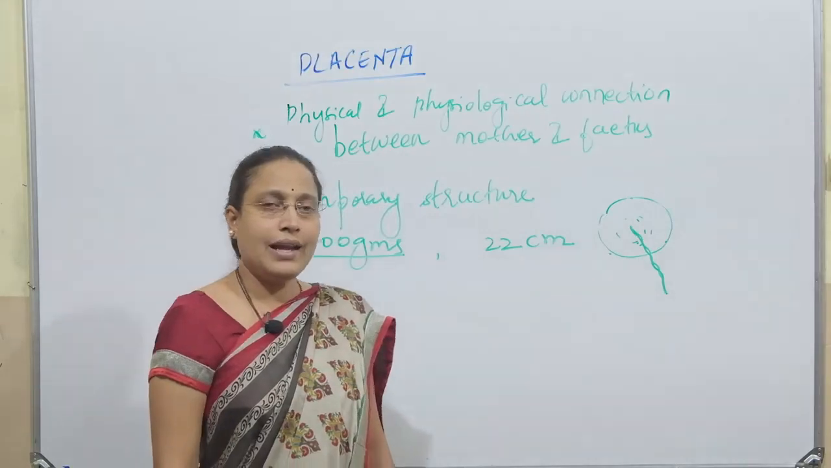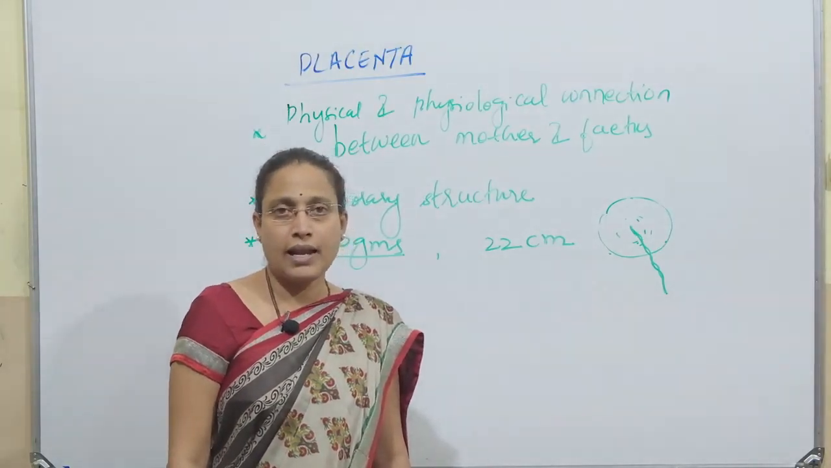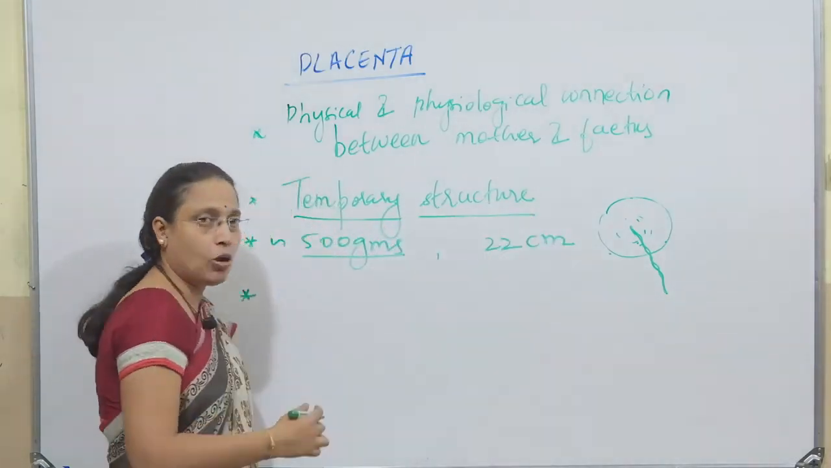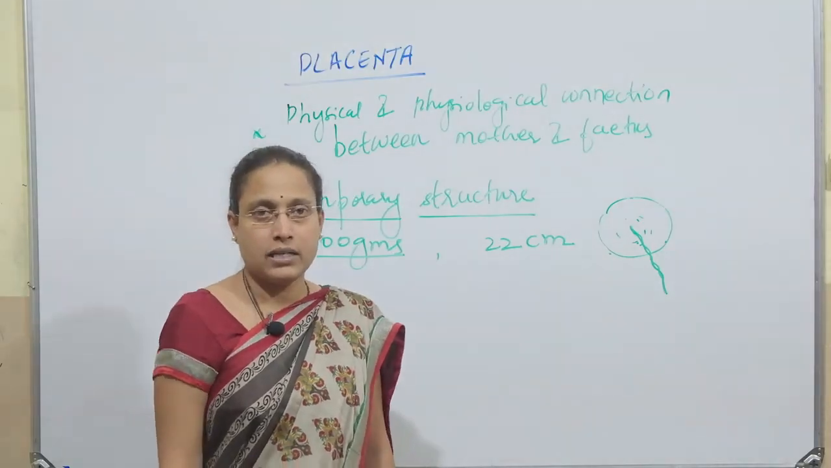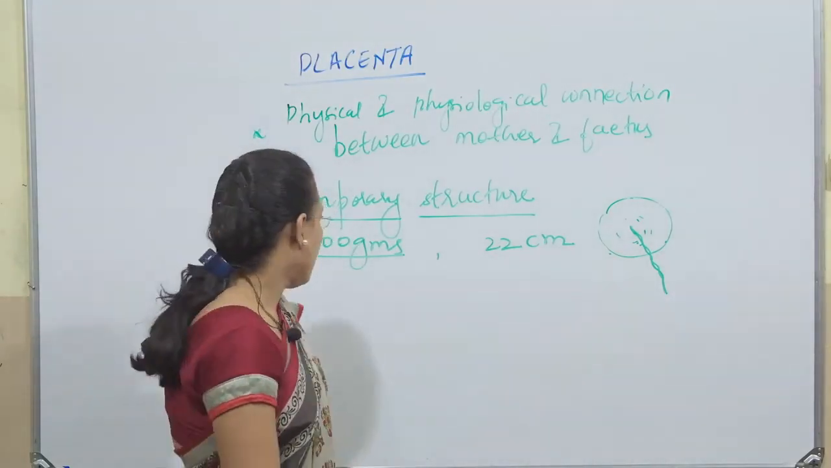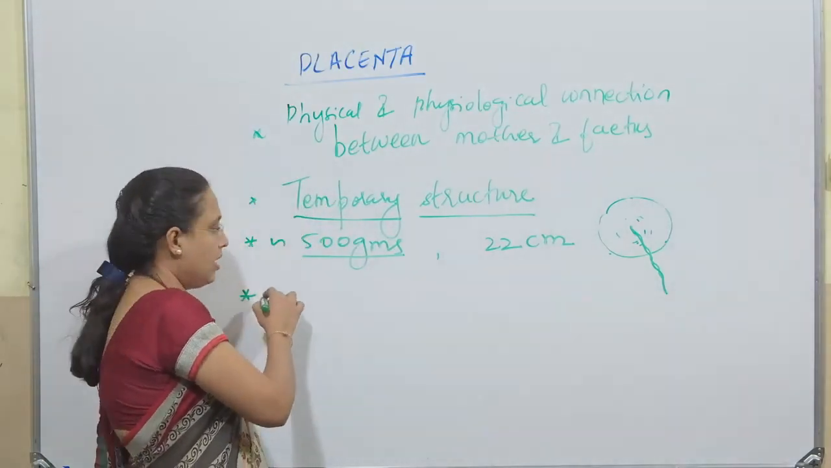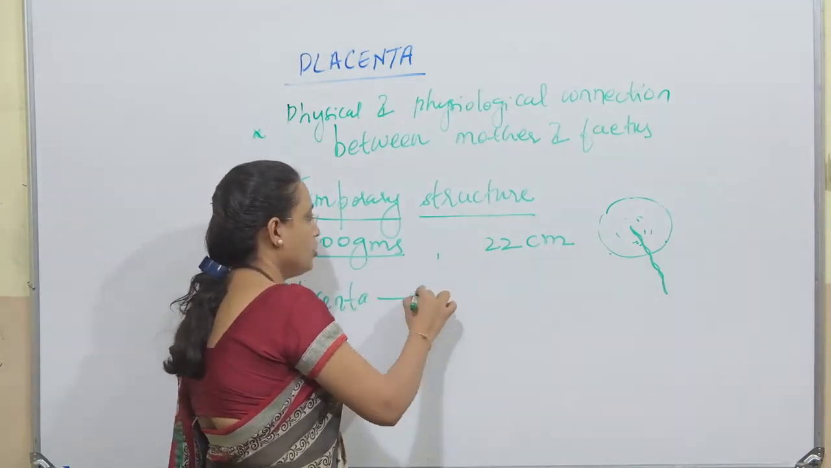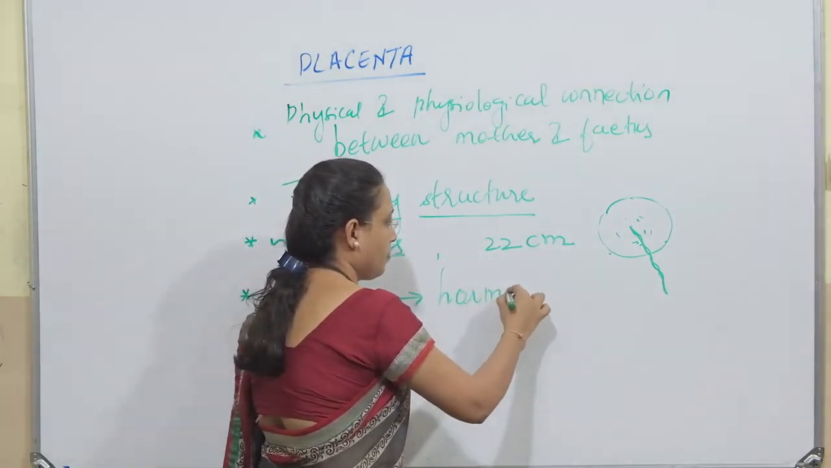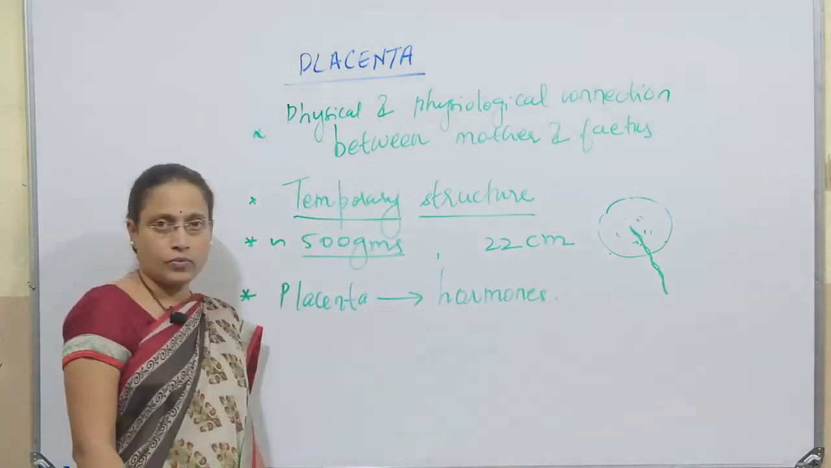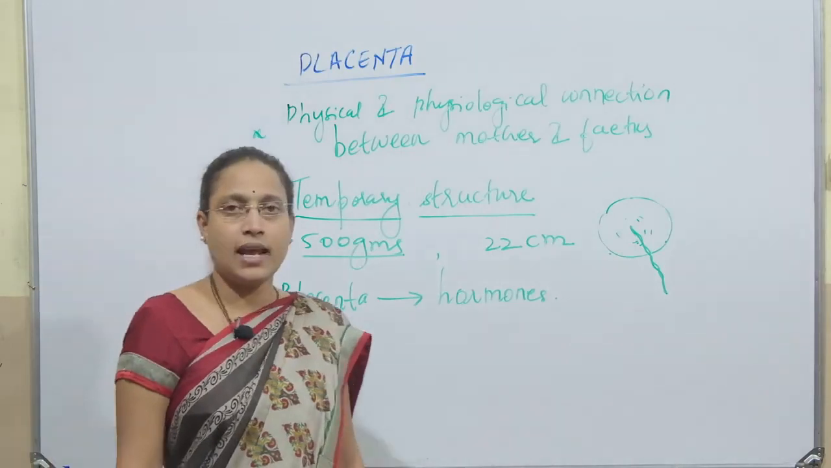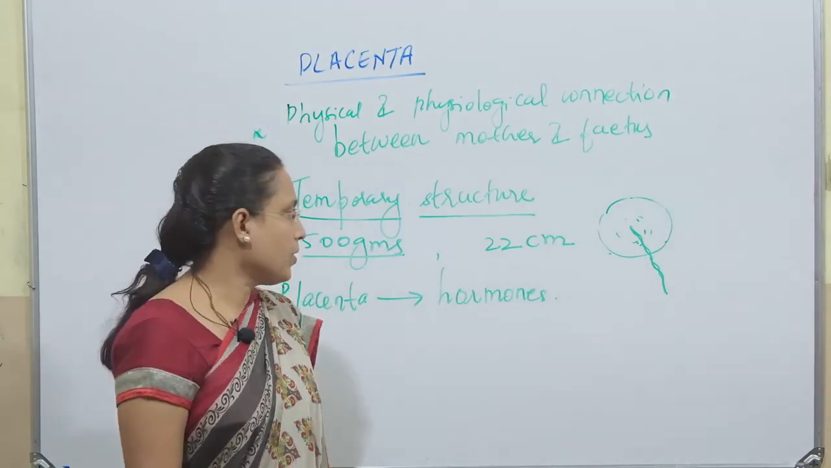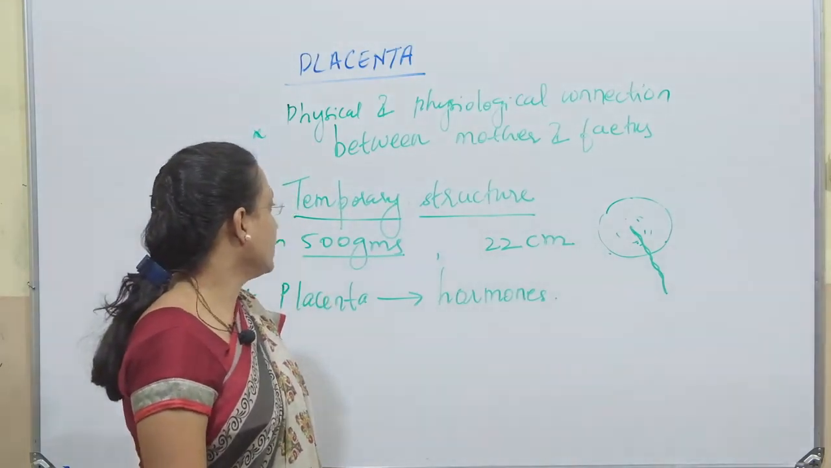Then, can the placenta act as an endocrine gland? That is also true. It is not only a temporary structure, it is also a temporary endocrine gland producing hormones. So, placenta also produces hormones, which I'll explain in detail when I'm explaining the function of the placenta. So, this was about the placenta.